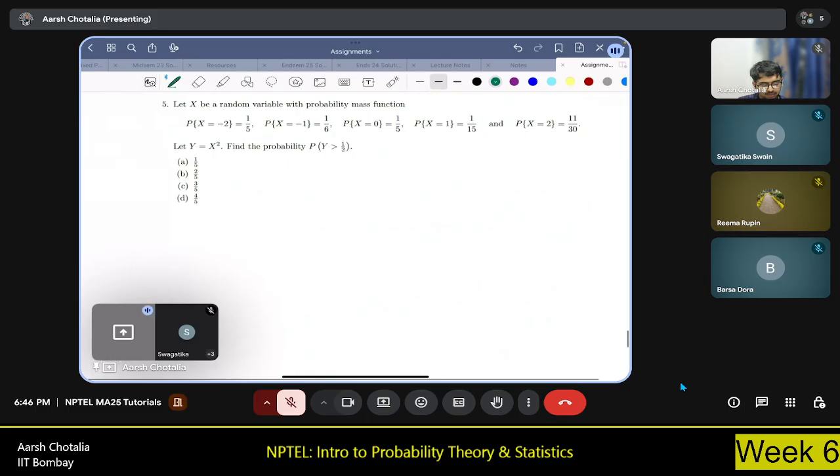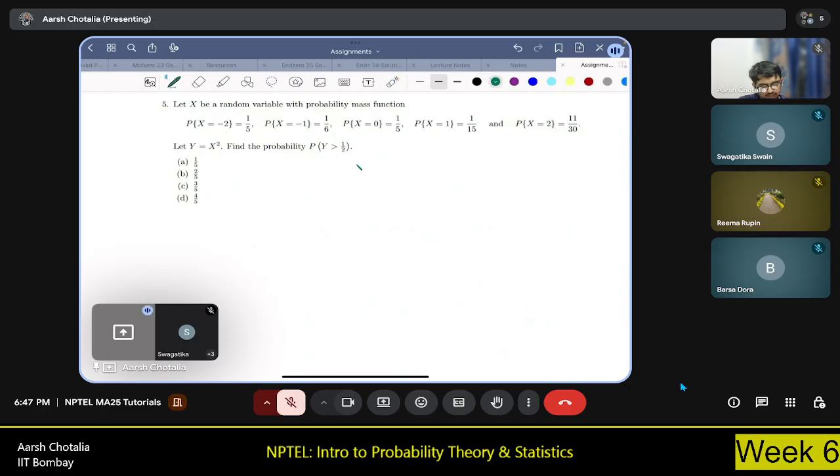Okay. The fifth one, this is very easy. A random variable is given with a mass function, which means it is discrete. So the probability of my x being -2 is this, -1 is this, 0 is this, 1 is this, and 2 is this. And then we define y as x square. And what is the probability that y is greater than half?